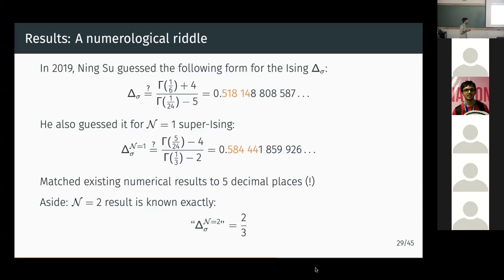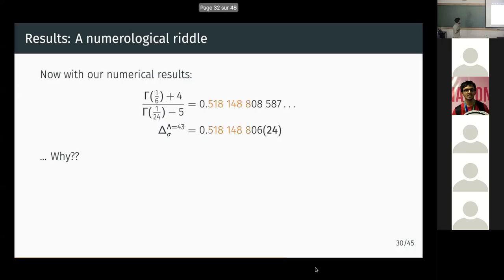A guess that had no physical reason to be correct. And it turns out that it did very well with 2 more digits added. It's still correct. It's still correct with now up to 7 digits of agreement.